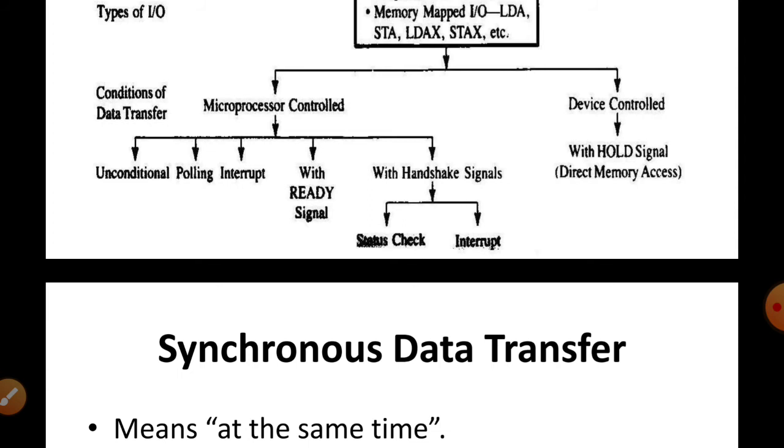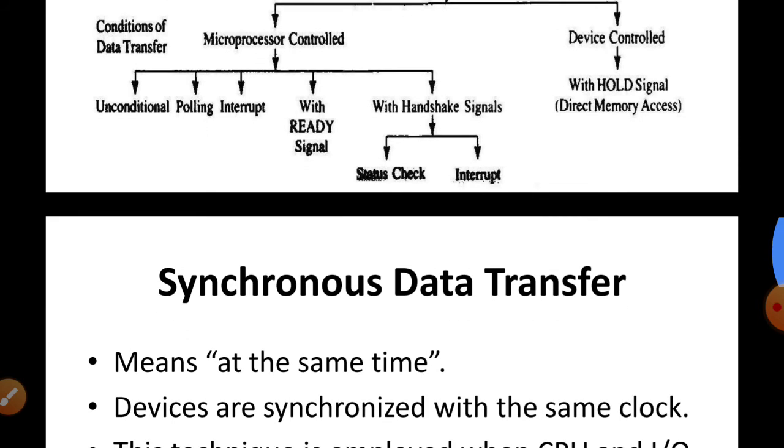The next one is data transfer with the handshake signal, in which signals are exchanged between the peripheral device and the processor. It is called handshake signal because we know that for a handshake we require two hands.